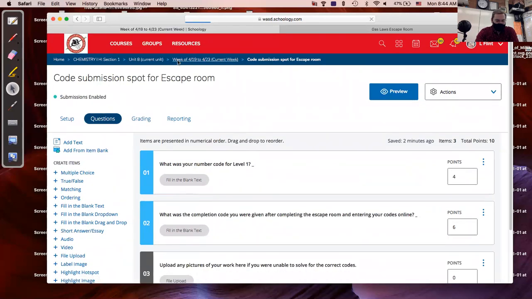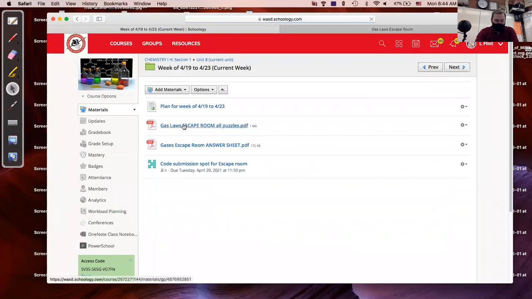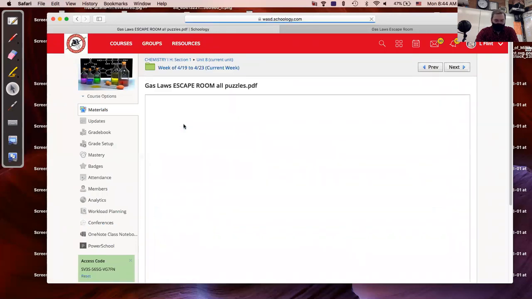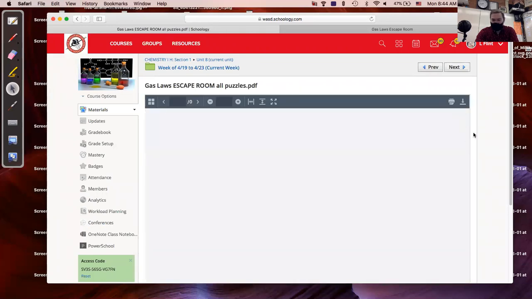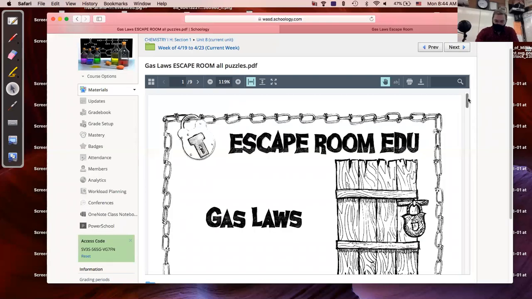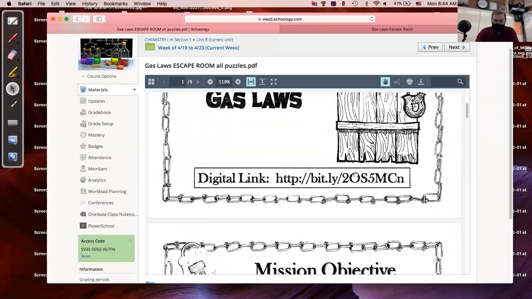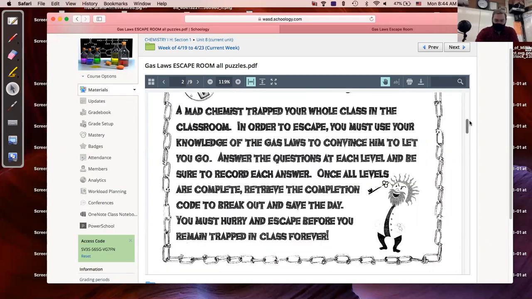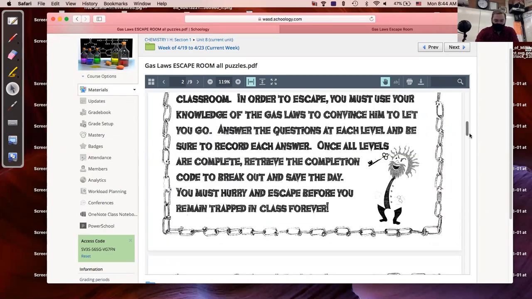So then how the escape room activity works anyway: the escape room all puzzles file has levels 1, 2, and 3. Really, they're just gas law problems, so it's not just an escape room game or something. Let's see. Yeah, so this is the link that I have in the plan for the week, or you can just type it right in. Your mission is to escape the room by getting gas law questions correct.